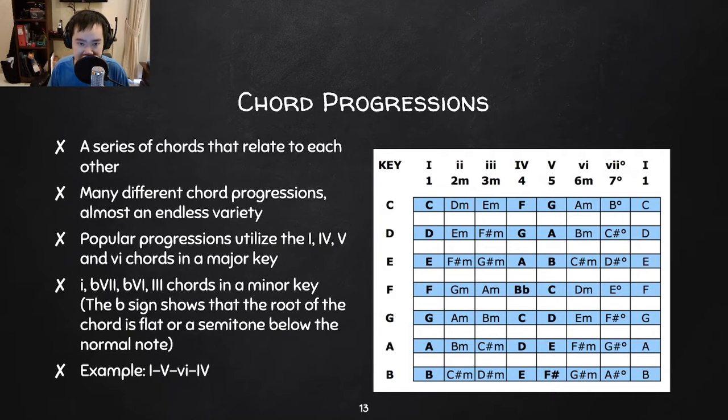There are many different types of chord progressions, almost an endless variety of them. Popular chord progressions will use the major 1, major 4, major 5, and minor 6 chords in a major key. The minor 1, flat 7, flat 6, and major 3 chords are popular in a minor key as well. So, let's talk about how to read these numbers.